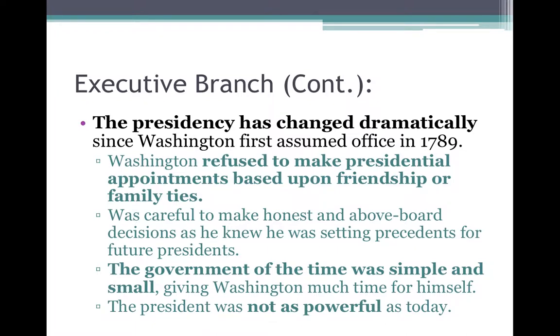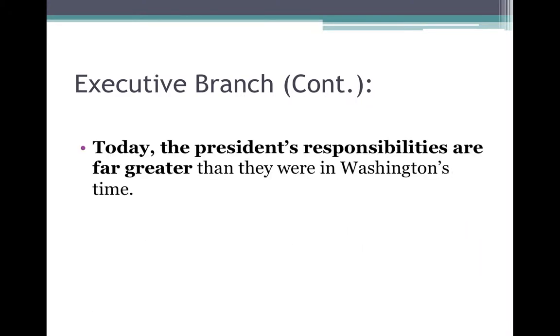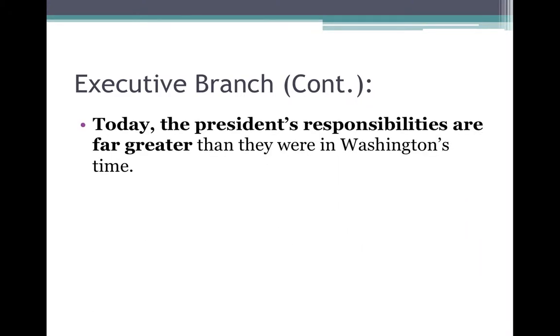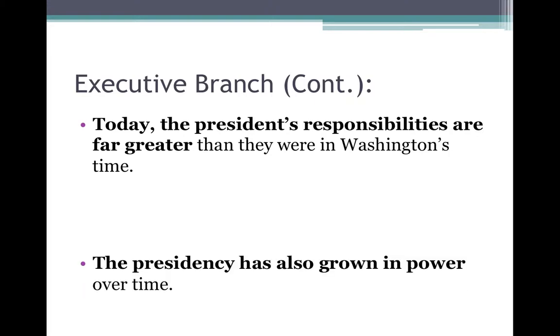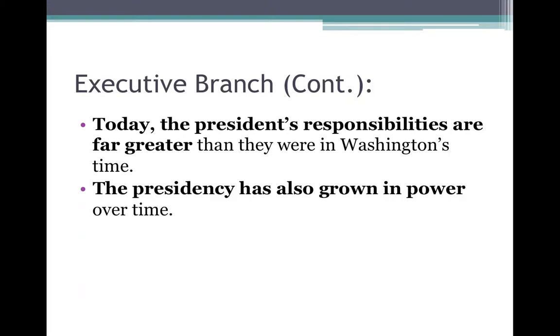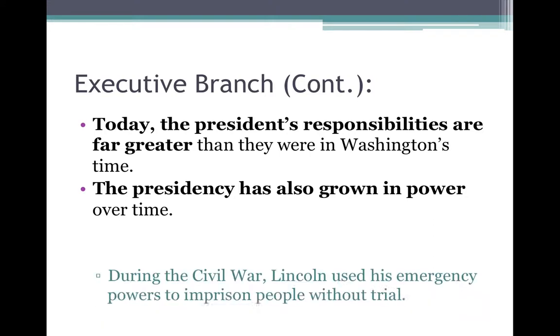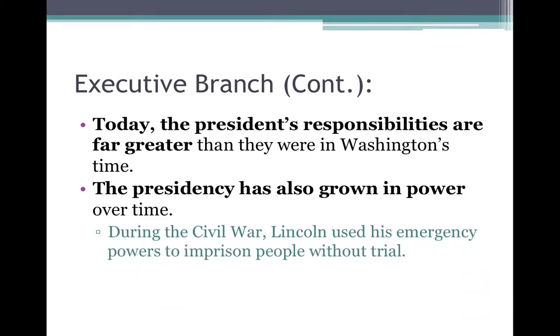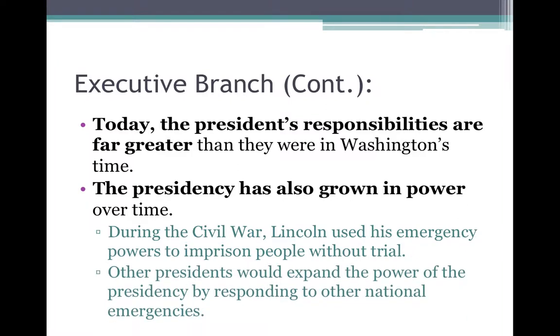Historically, the power of the presidency has grown throughout the history of the country. Today, the president's responsibilities are far greater than they were in Washington's time. The presidency has also grown in power over time. During the Civil War, Lincoln used his emergency powers to imprison people without trial and suspended habeas corpus. And other presidents would expand the power of the presidency by responding to other national emergencies.